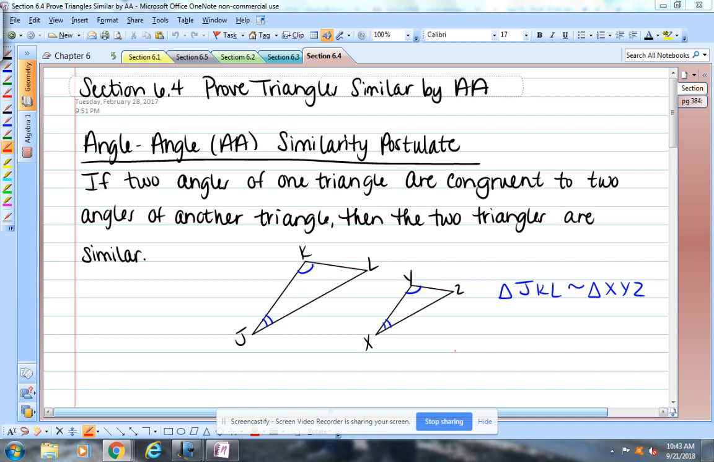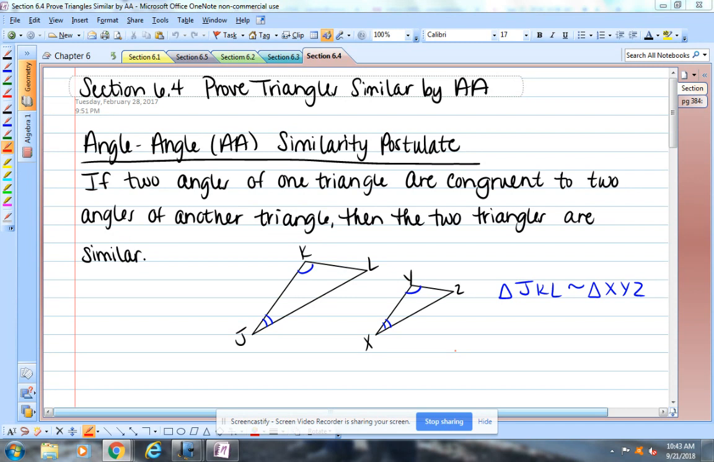What we're going to do for the rest of this chapter, we only have two sections remaining, section 6.4, which is this one, and 6.5, which we'll cover on Monday, is we are going to prove triangles similar. Remember that triangles are similar if their angles are congruent and their side lengths are what? Not congruent, but proportional or equal ratios, right?